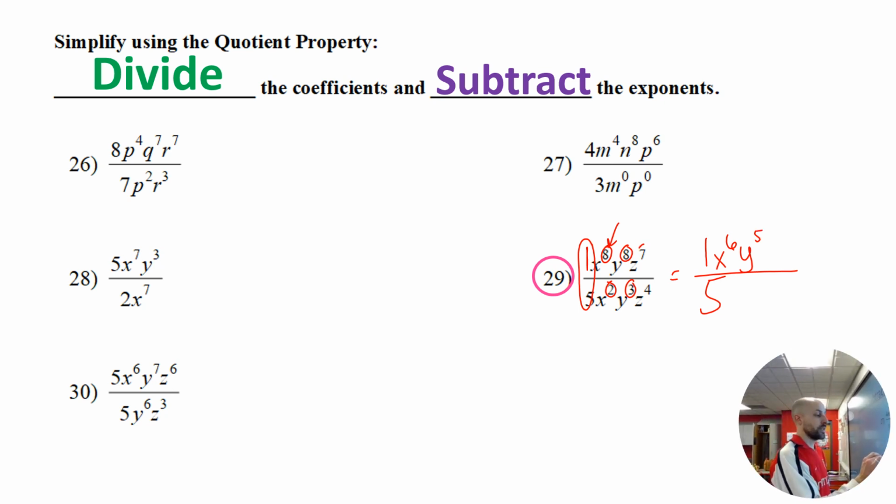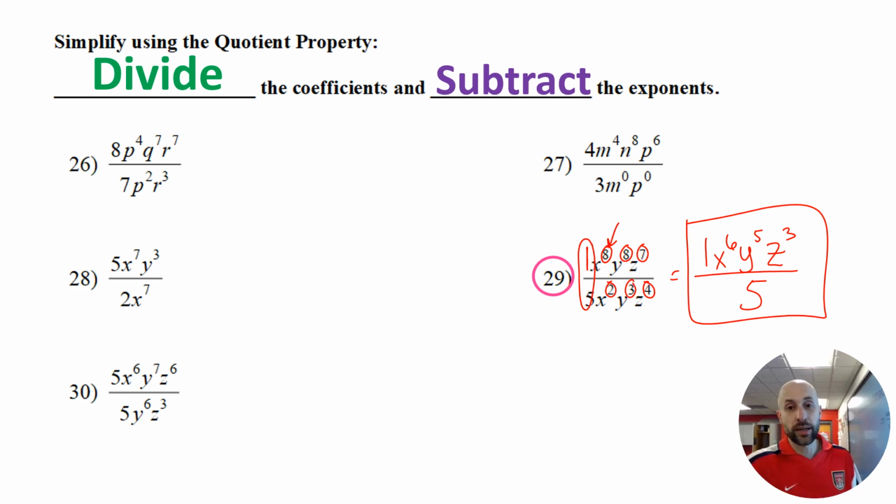And then same for the z's. 7 minus 4 is 3. Okay, so my final answer, I'll move that 5 over, so it's nice and evened out there. But that's it. That's as far as I can simplify that expression.